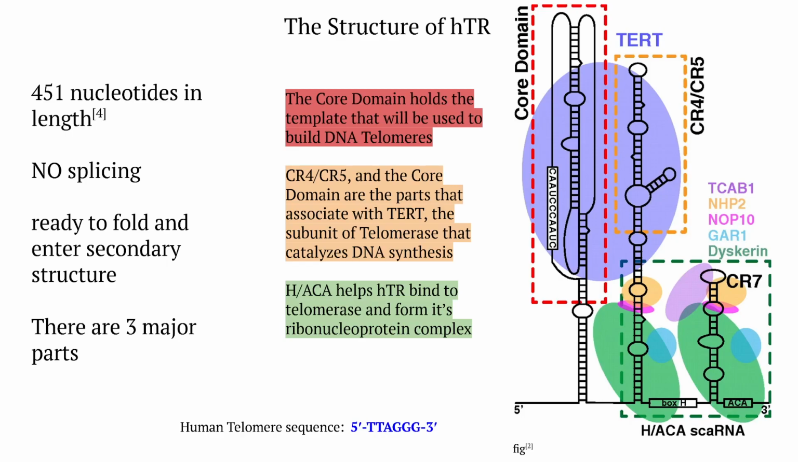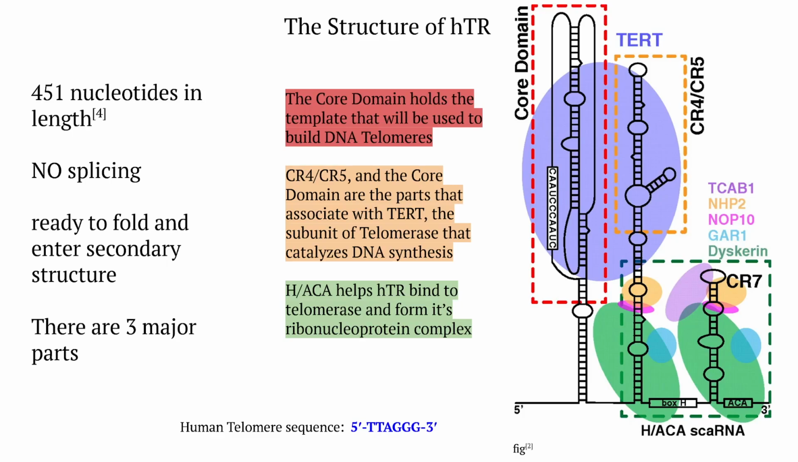HTR has three major parts that we can identify. The core domain, that part in red there on the diagram, is what holds the exposed nucleotides that will be used to base pair to extend and make more telomeres. The human telomere is a repeat of TTAGGG and just loops that for its whole length. If you look at the lettered part of the core, you can see the pattern for the base pairing, AAUCCC. The extra part is to help in reverse transcription. We'll get to what that means later in the presentation.